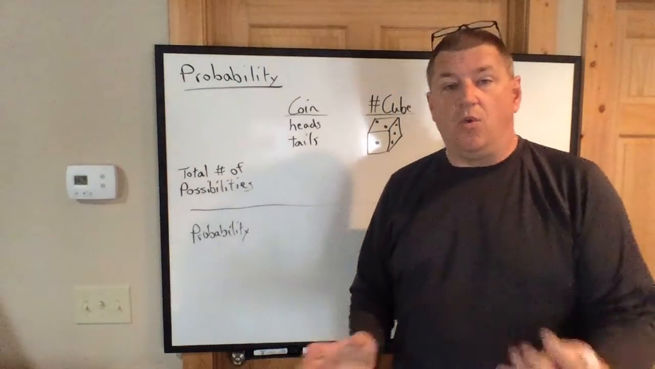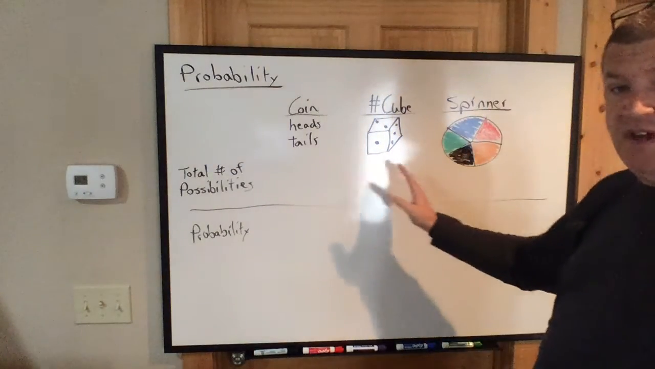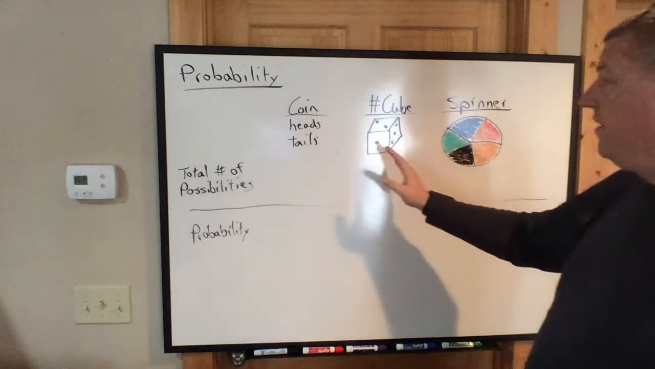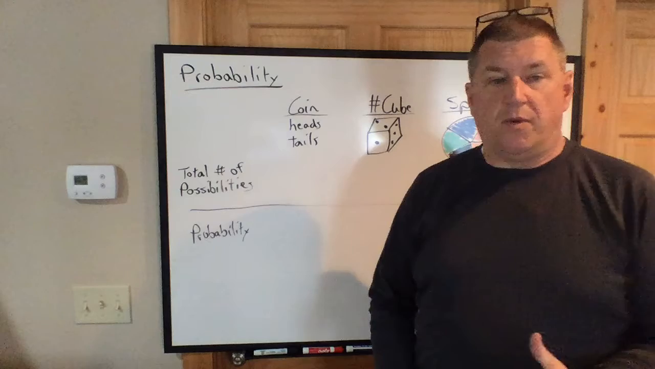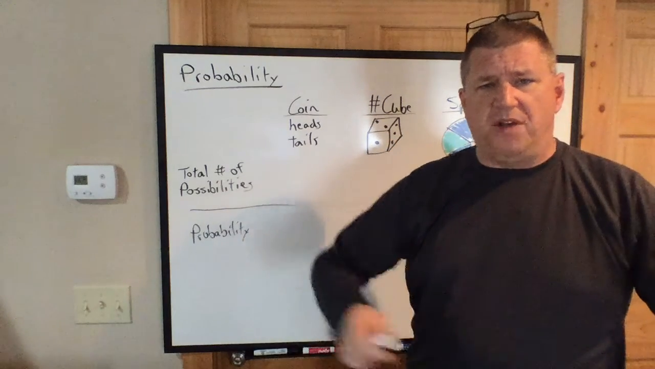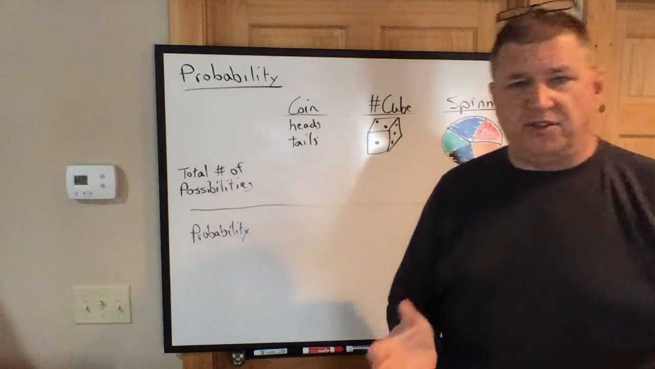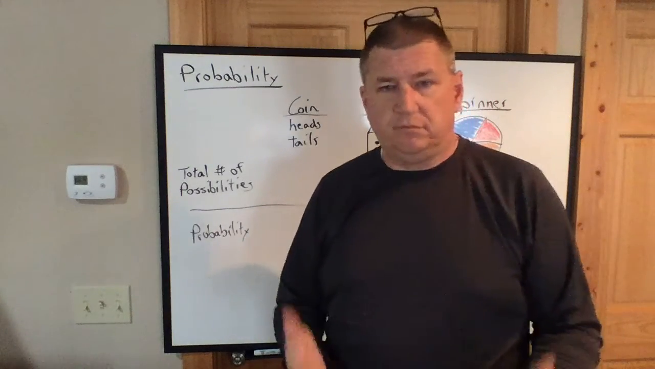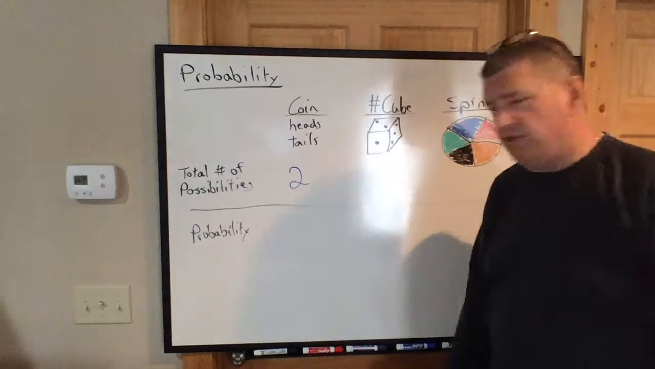So in this video, we're going to talk about probability, and we're going to deal with three different items. We're going to deal with the flipping of a coin, the rolling of a dice, and the spinning of a spinner. Now, the first thing that we're going to try to find out is the total number of possibilities. So when we flip a coin, how many different possible answers do we have?